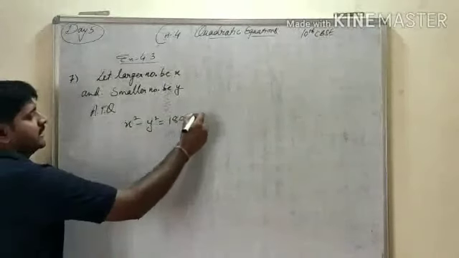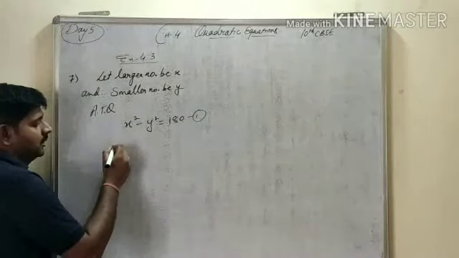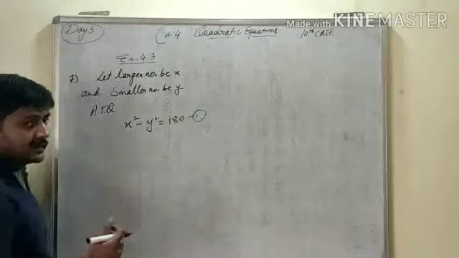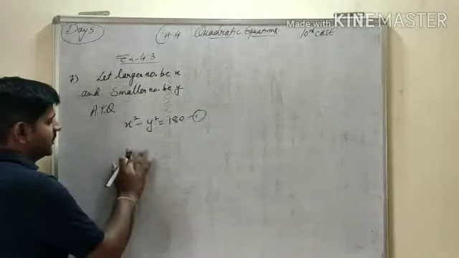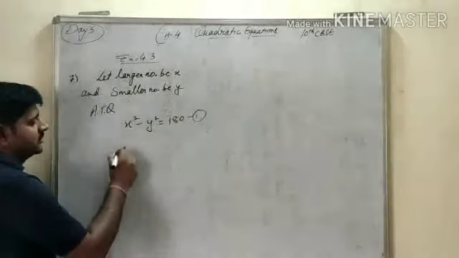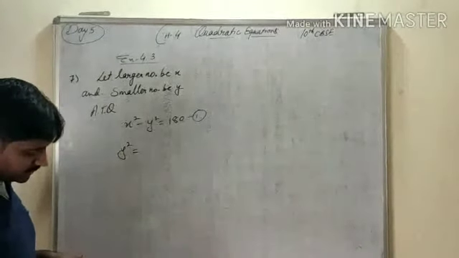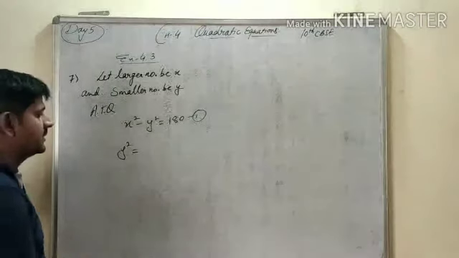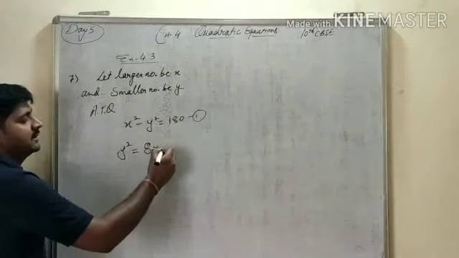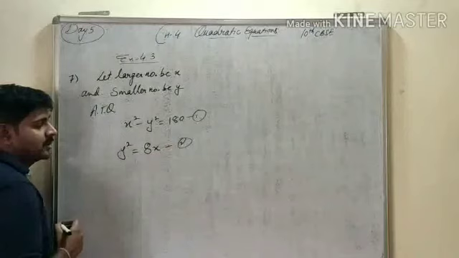And one more thing is given: the square of the smaller number, which is y square, is 8 times the larger number. This is equation 2.